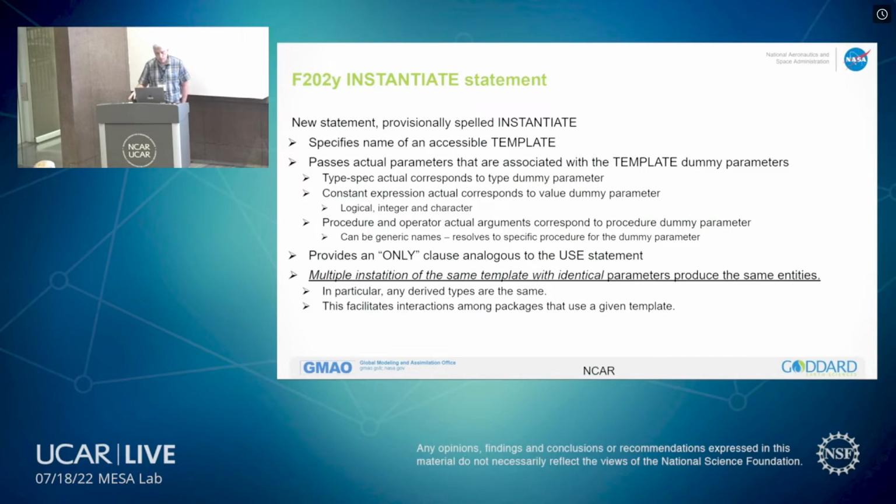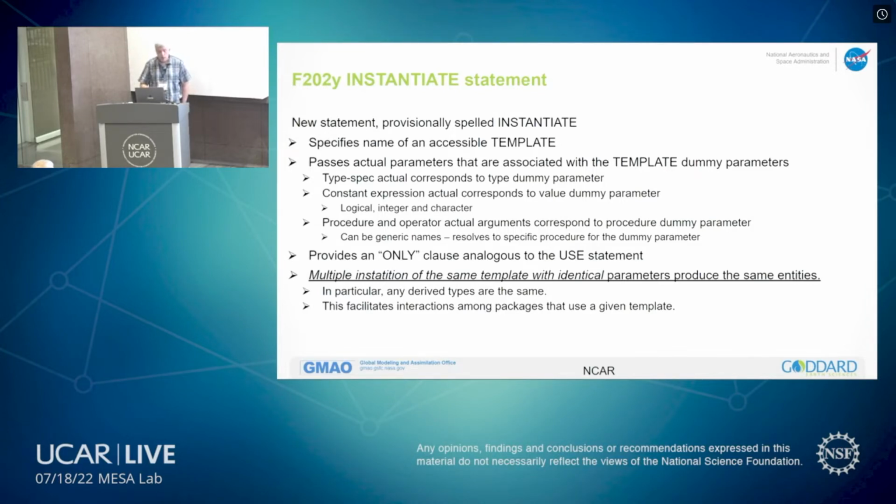Procedure and, boy, that's a typo there, so I apologize. A procedure, no, I got this right. One moment. Procedure and operator actual arguments correspond to procedure dummy parameters. This sounds a little bit funny because how can an operator actual parameter correspond to a procedure dummy parameter? Well, under the hood, what an operator actually represents is a procedure. And so it's not ambiguous to the compiler what that operator is doing in this context. And you'll see it more in the examples in a minute.